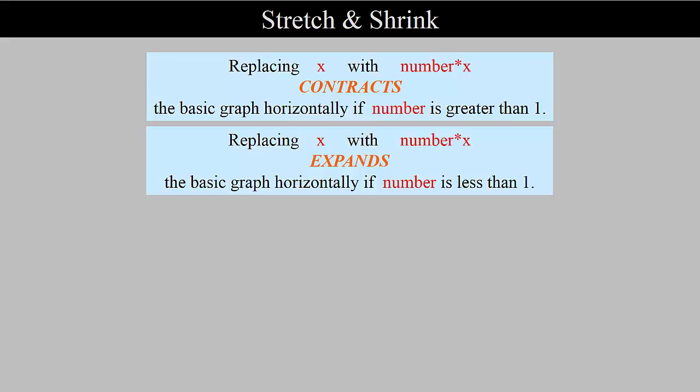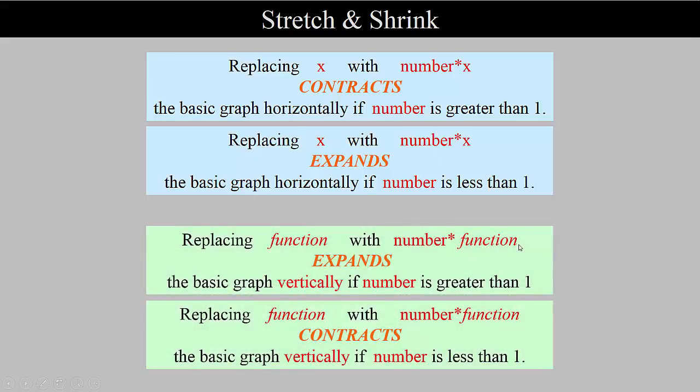So the idea of this stretching and shrinking is on the x's. If you replace that or change it by multiplying it by a big number, then the graph gets smaller. It contracts. Multiplying by big numbers makes it smaller. Multiplying by small numbers makes it bigger. Now the y's work regular. Big numbers make it bigger. Small numbers make it smaller. X's work backwards. Y's work regular.